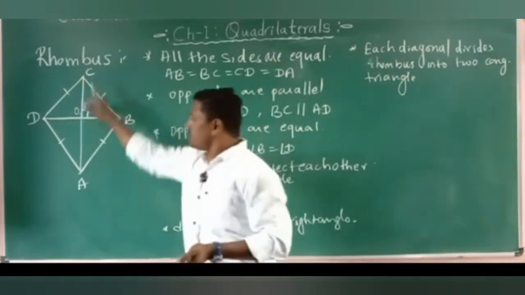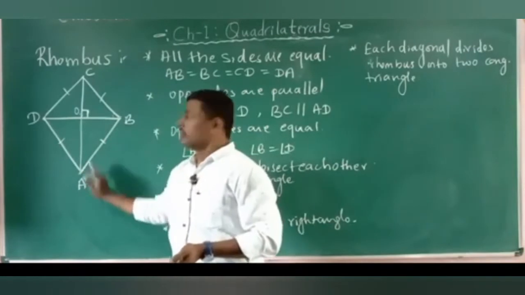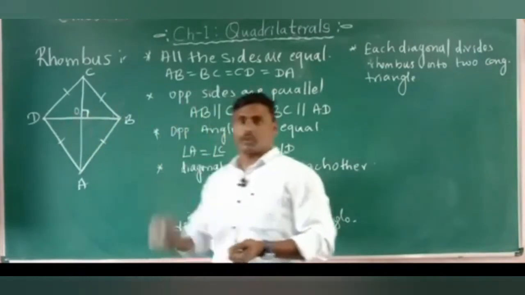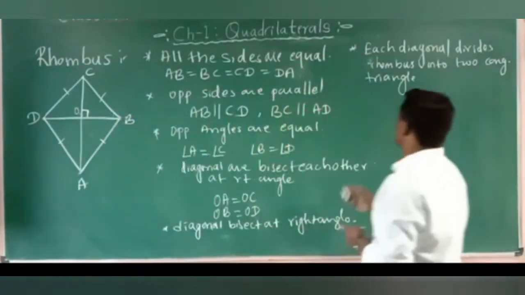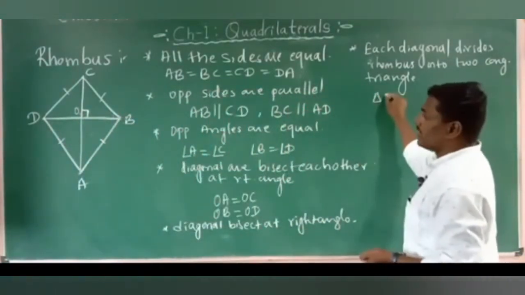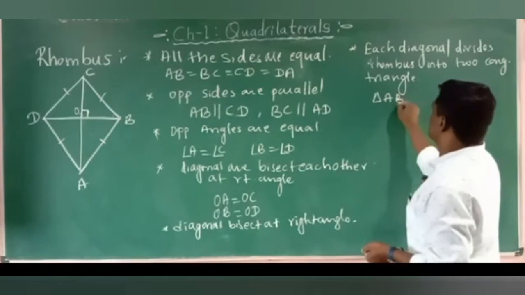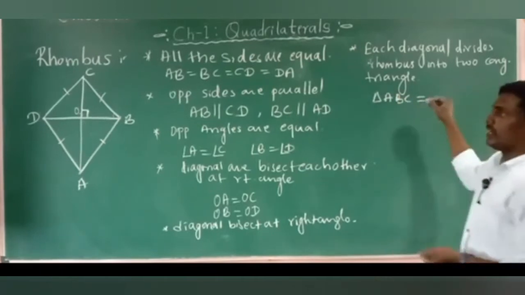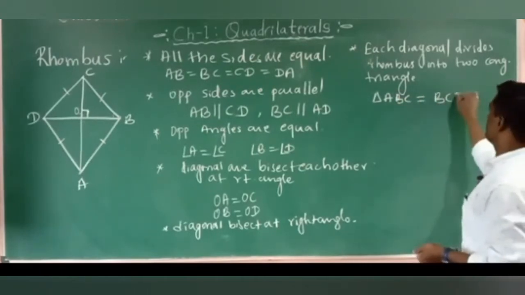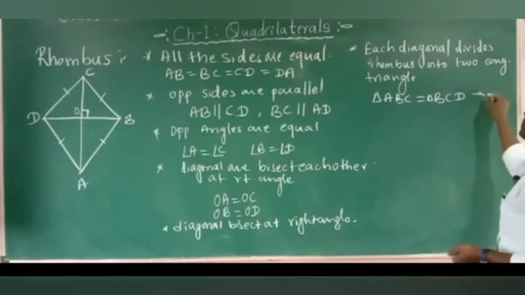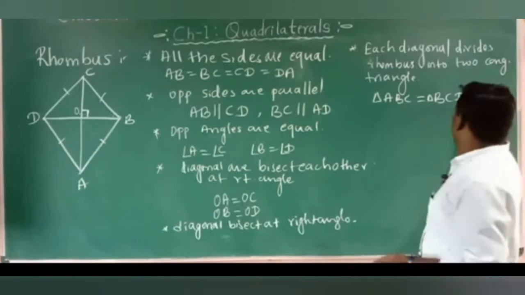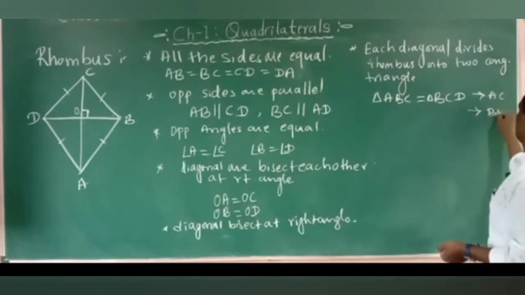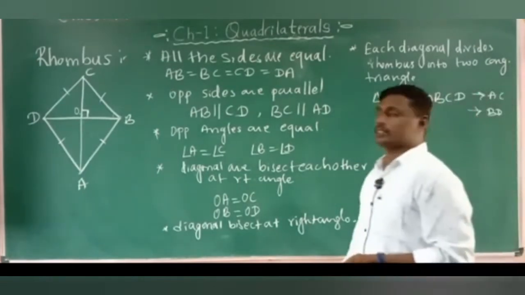If I take AC as a diagonal, it divides the rhombus into two equal parts, or two equal triangles, and those two triangles are congruent to each other. It means triangle ABC is congruent to triangle BCD, when we are considering AC as a diagonal. If you take BD as a diagonal, what are the two congruent triangles?